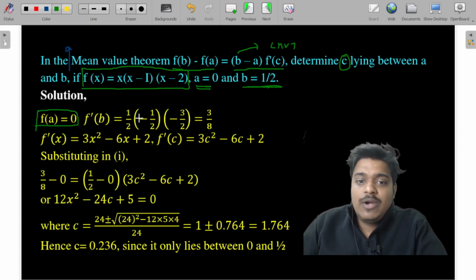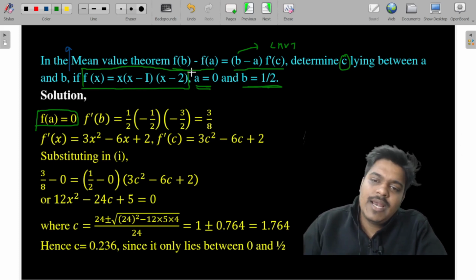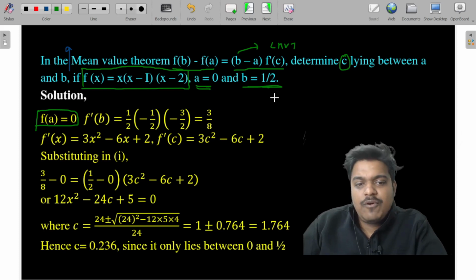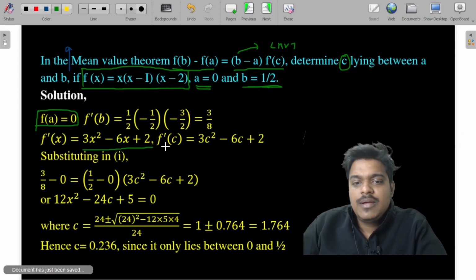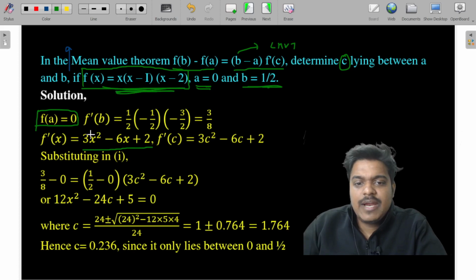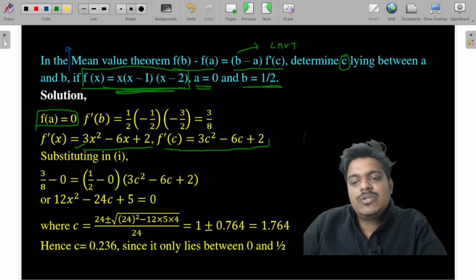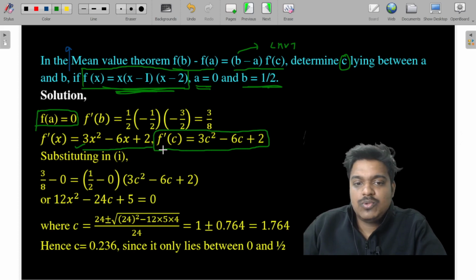If you try to differentiate it and put the value of b, f of a is 0. So f dash x is 3x square minus 6x plus 2. When you differentiate this function, you will get the value 3x square minus 6x plus 2. You replace x with c, so you will have the equation 3c square minus 6c plus 2. Now it is very simple.